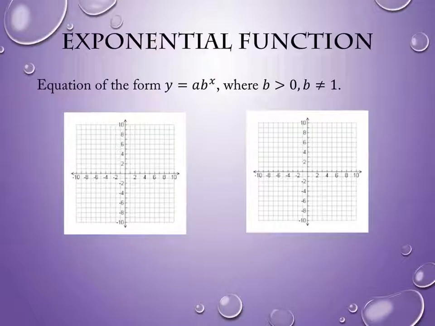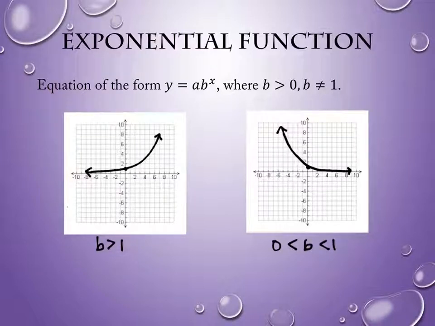So if you have this form, you get one of two graphs. One possibility is that your equation's graph looks like this. And this is the graph that happens when the b value is bigger than 1. And the second possibility is that the graph looks like this. And this happens when the b value is between 0 and 1.